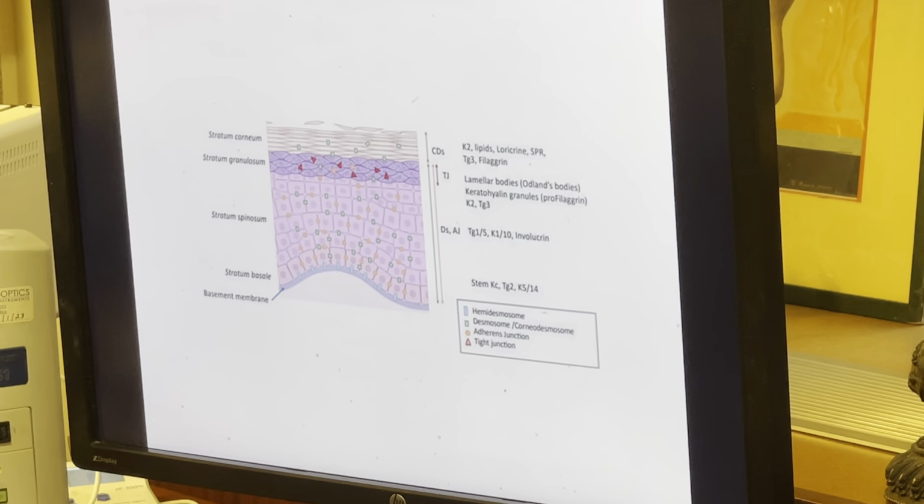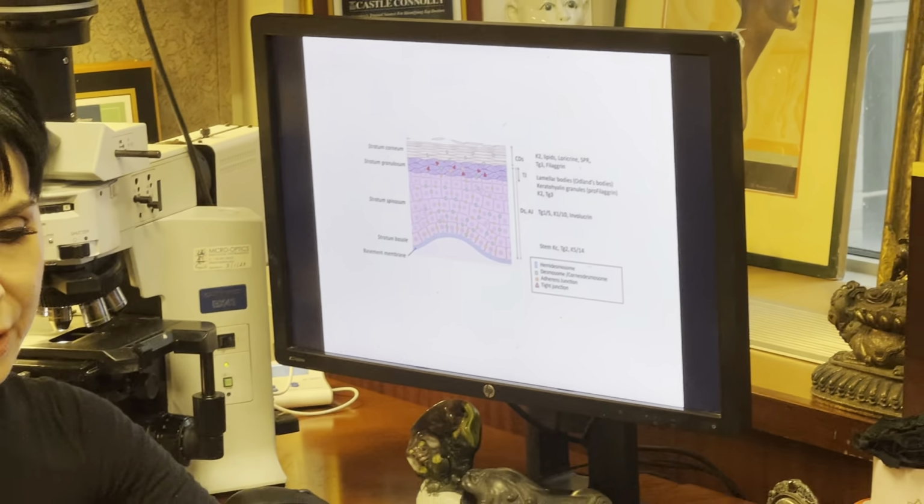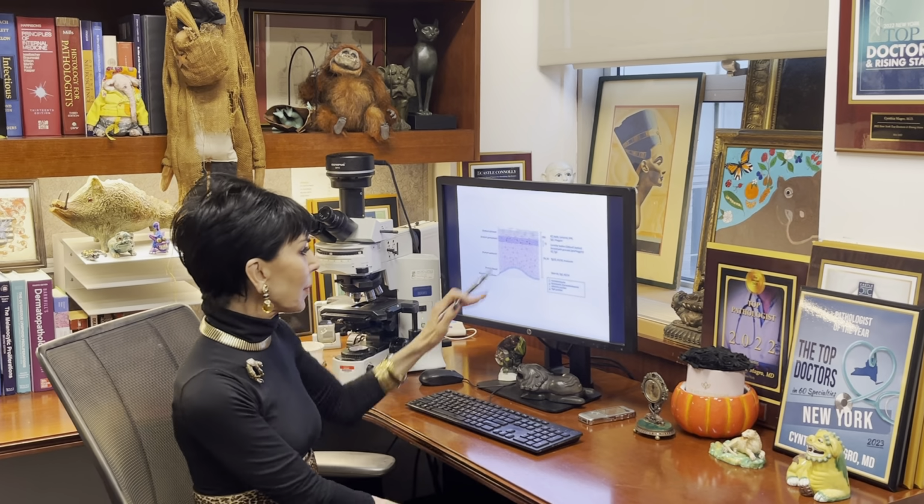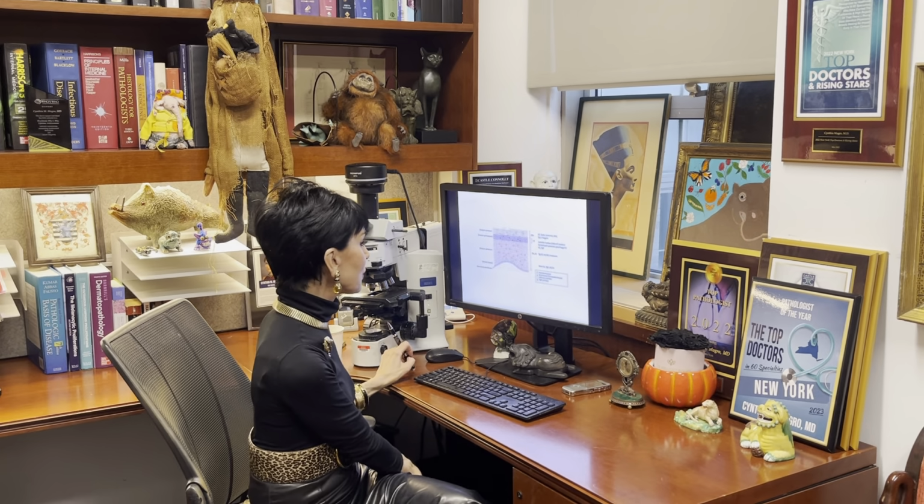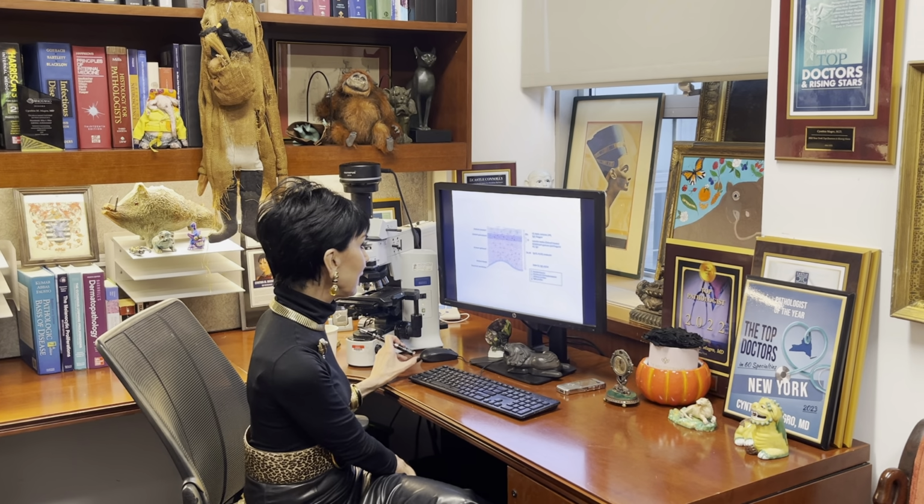Again, filaggrin is a protein that will aggregate the layers of the stratum corneum and keep it adherent.